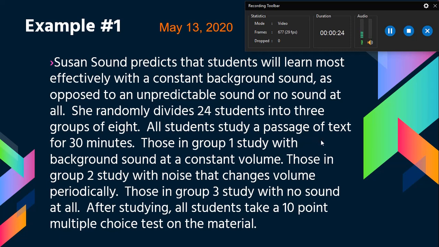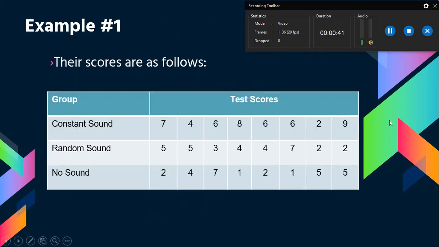Those in group 1 study with background sound at a constant volume. Those in group 2 study with noise that changes volume periodically. Those in group 3 study with no sound at all. After studying, all students take a 10-point multiple choice test on the material. These are the students' scores. Again, the value of n is 24. There are 8 in each group.